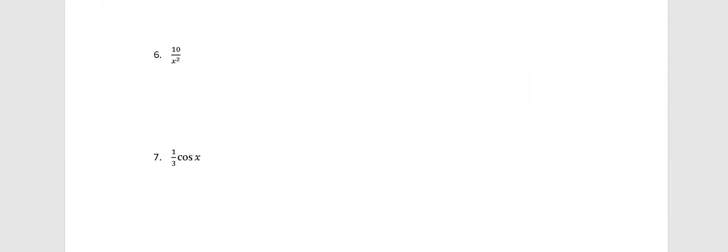Number 6 does not require quotient rule. The derivative of 10x to the negative 2. I do 10 times negative 2 and get negative 20 x to the negative 3, which would be negative 20 over x cubed.